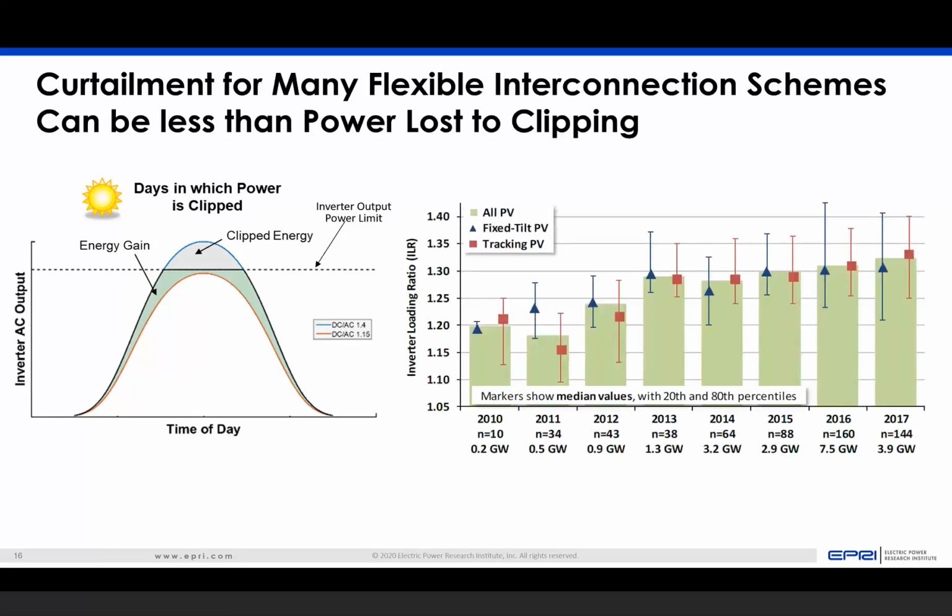This is giving you a sense of what types of inverter loading ratios or DC to AC ratios we're seeing in the market over time for different types of systems, including fixed tilt and tracking PV. And you can see this has increased over time. So people are more and more willing to sacrifice some of that energy during the day in the context of the overall system cost and revenue optimization. Next slide.